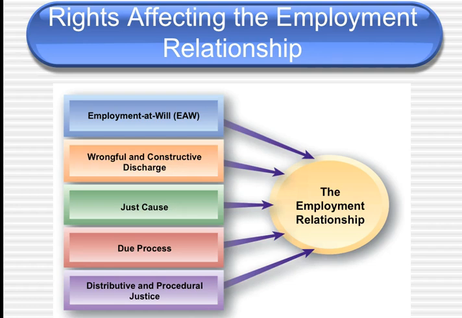So moving on to the next slide, where we talk about the rights that are affecting the employment relationship. I've mentioned employment at will. We'll talk a little bit more detail about that. Wrongful and constructive discharge, where we're illegally firing somebody. Just cause, where we fire someone for a good reason. Due process, where we give people an opportunity to defend themselves, or to gather information, be able to mount a response to accusatory challenges. And then, of course, we're always considering distributive and procedural justice, making sure that the outcome is fair, that the process is fair, and all these things contribute to a better employment relationship.